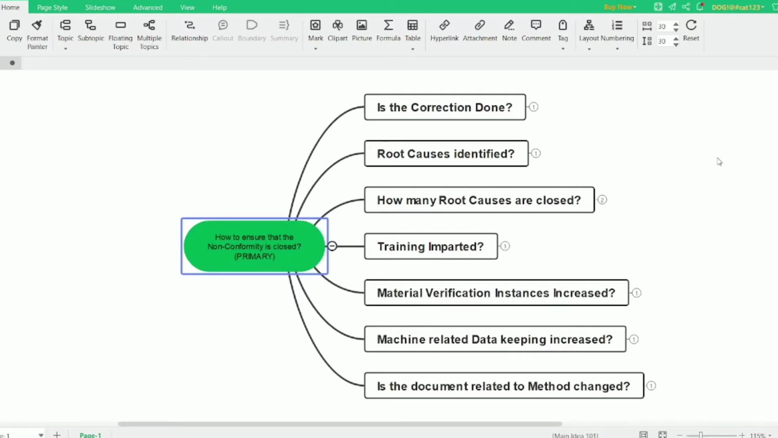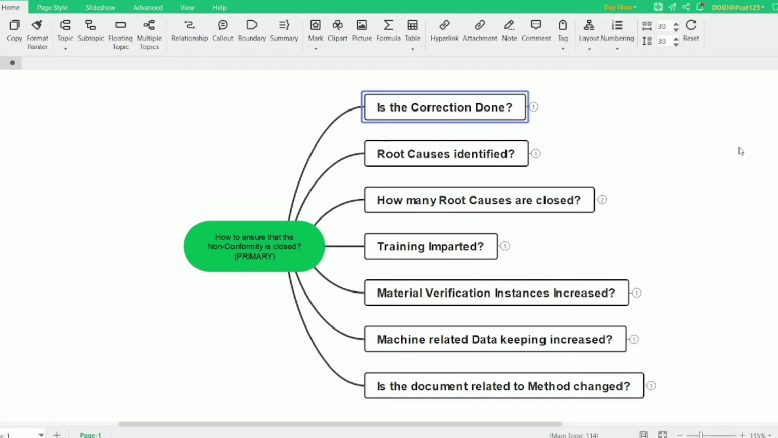So the first point where you will be focusing is: is the correction done? Now every non-conformity is raised based on the evidence which is received, or based on the evidence which they see. It could be an internal auditor, an external auditor, or even the customer, or even a legal point of view, anything. So the first thing is you need to understand if the correction is done. That means, is the point which is raised with the references closed or not.